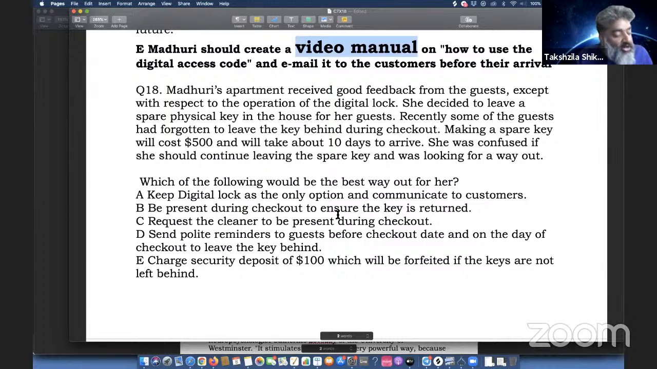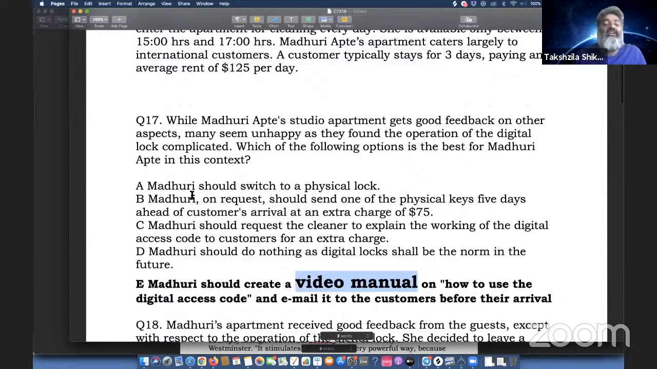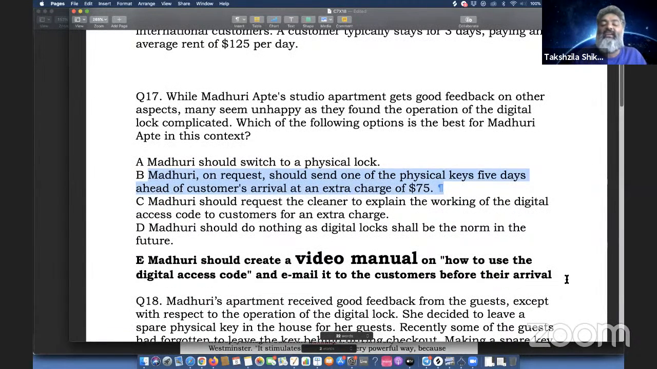Ganesh says, why not B? Madhuri, I mentioned the problems with this. Let's say right now the operation is so smooth. Somebody books my apartment, I give them a code, they just go there and they handle it, right? But now I am going to send an extra key 5 days before the customer's arrival. Then that extra key will also have to be taken back, and all of that management, logistical extra work is coming in the way. Compared to that, isn't E better?